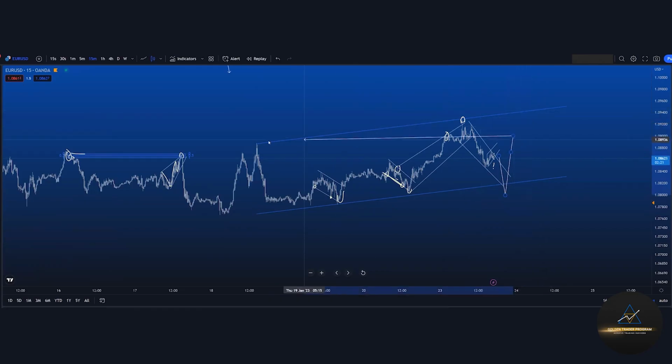And even if it climbs up here, we've got 1, 2, and we're looking for the boomerang and it closes back inside, right? Okay, fantastic. Good luck. Now go and backtest, backtest, backtest.